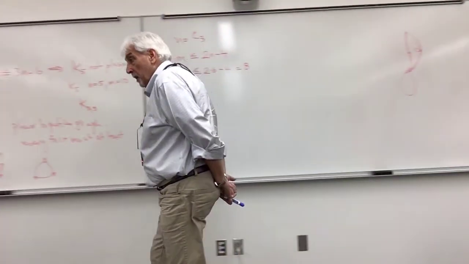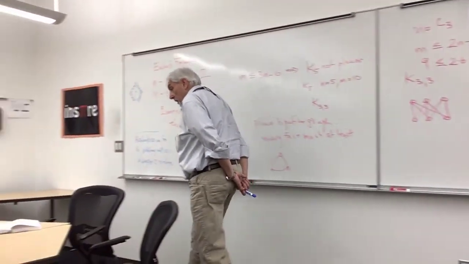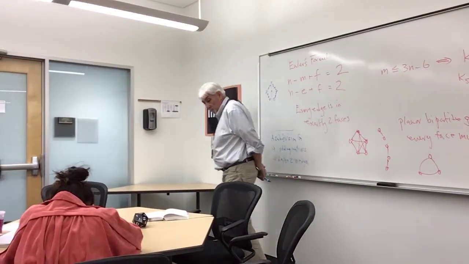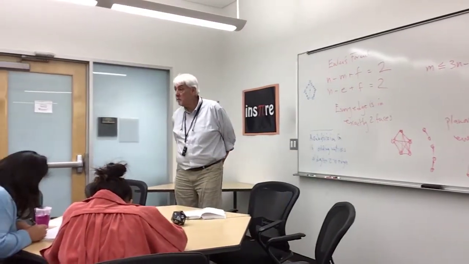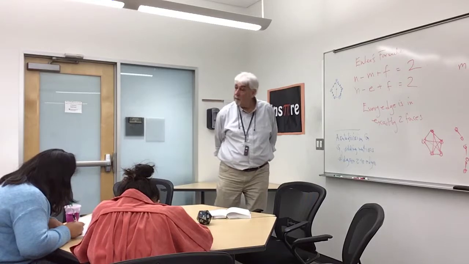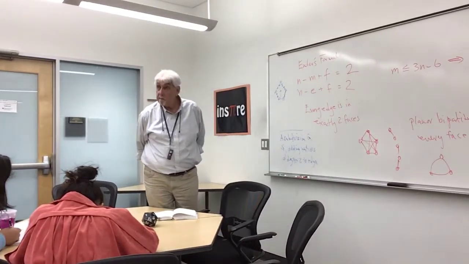So if I get rid of all the ones that have degree 2 and just make this be an edge to the path, same thing to here.